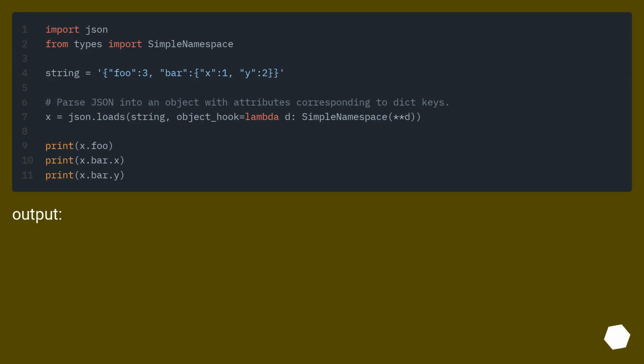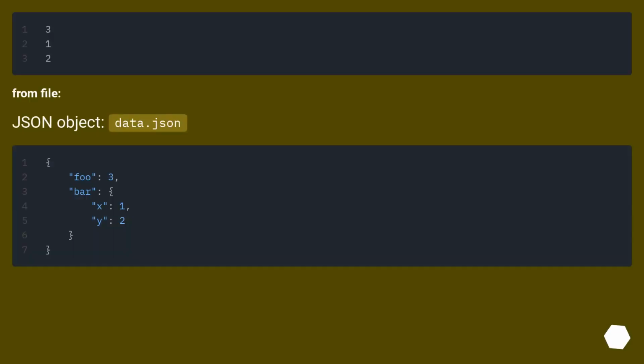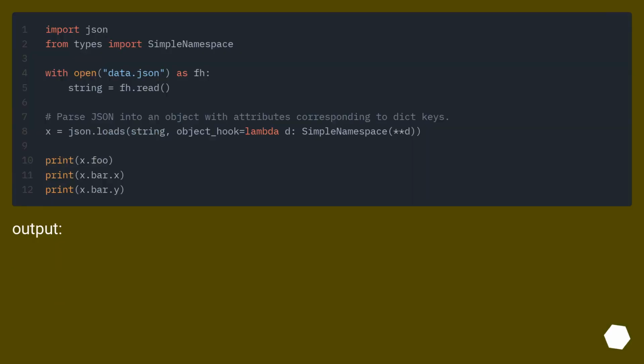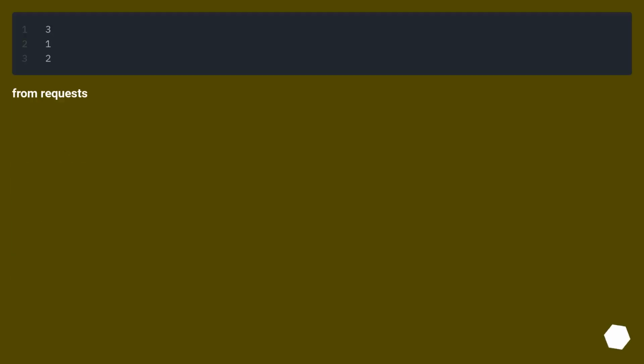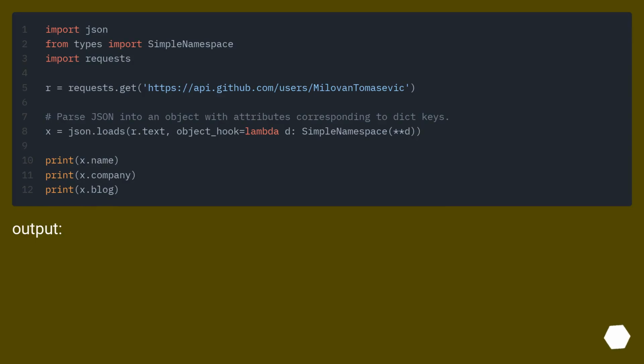output. From file, JSON object, data.json. Output. From requests, output.